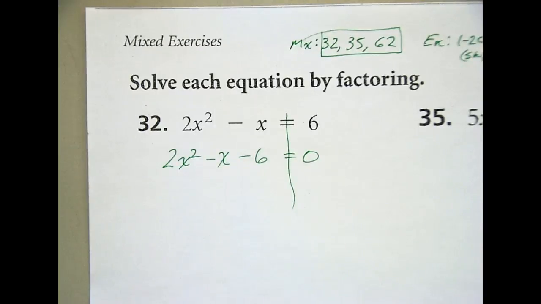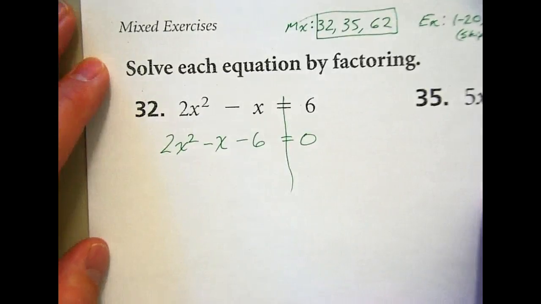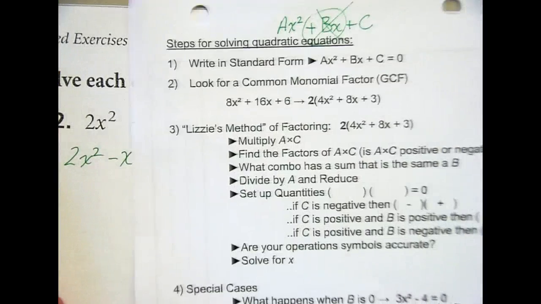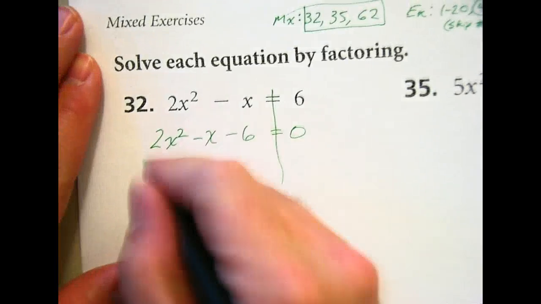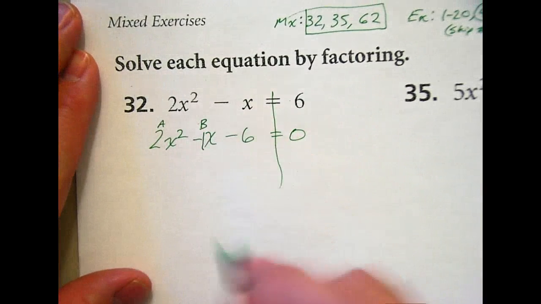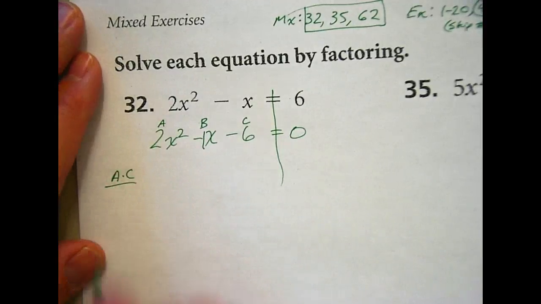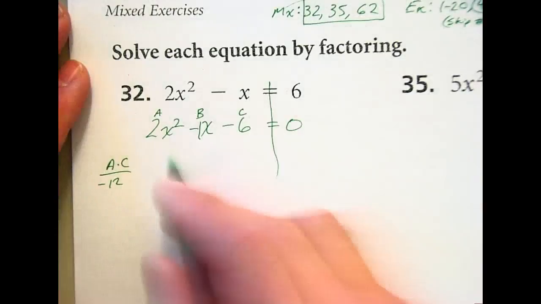All right, so now we move into the second step. We try to take out a greatest common factor. Can we? No. Now we move into the third step: multiply. I'm following these steps here, so we're into Lizzie's method all of a sudden. Step 3, multiply A by C. There's A, there's B. Now B, that's a 1, and there's C. So A times C is negative 12. I'm going to ignore the x squareds in there.